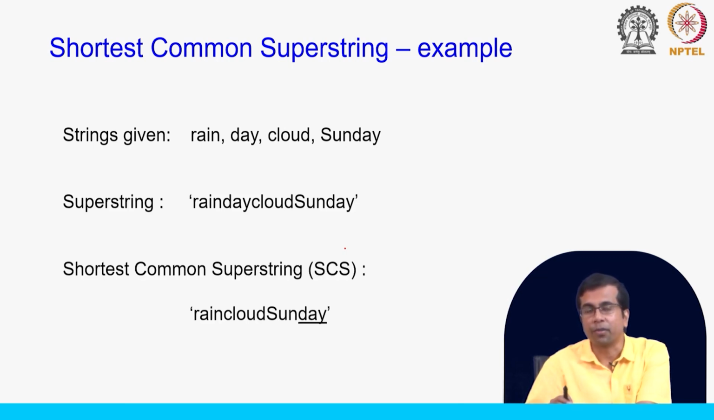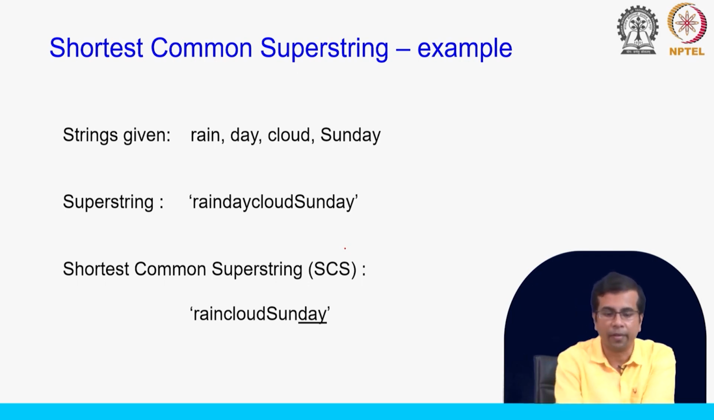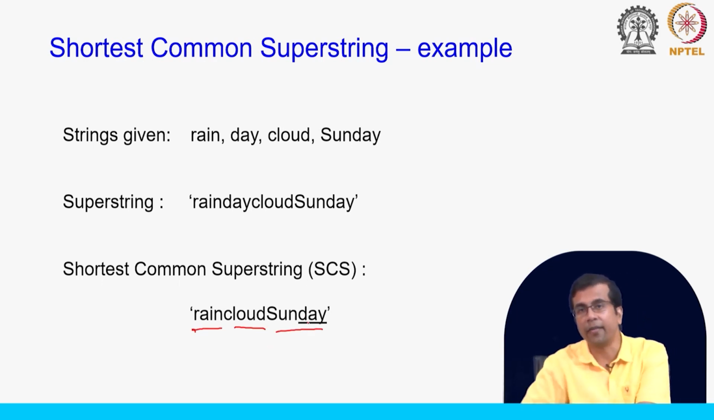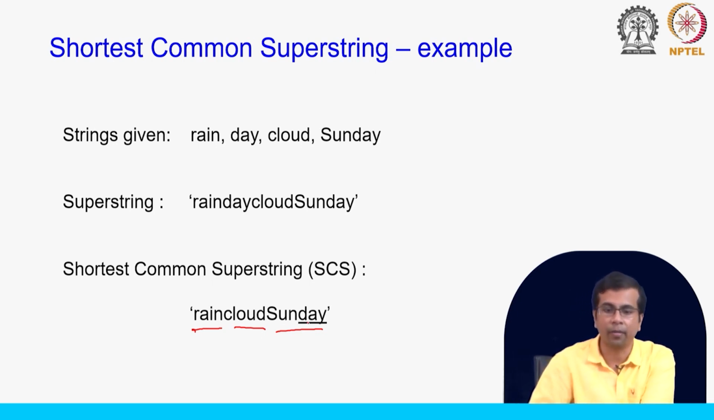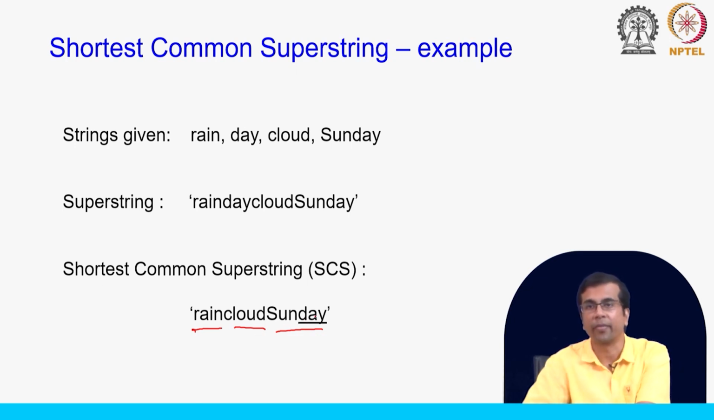The shortest superstring you can see for this simple example is rain, cloud, Sunday. So, where is the day? Because day is already contained in Sunday, we do not need to add day again. We can have only Sunday, and that will already include day. So, this is the shortest common superstring.